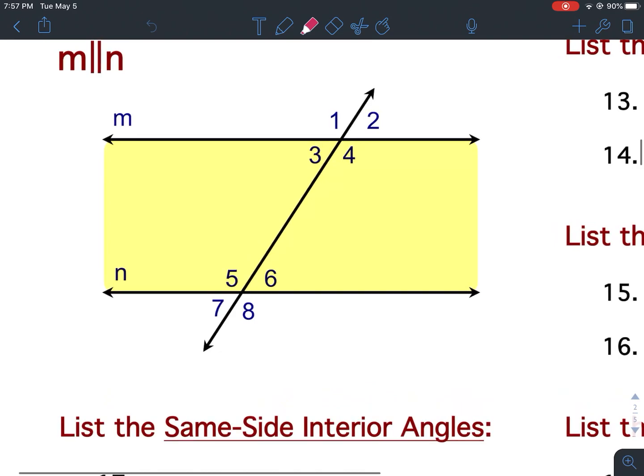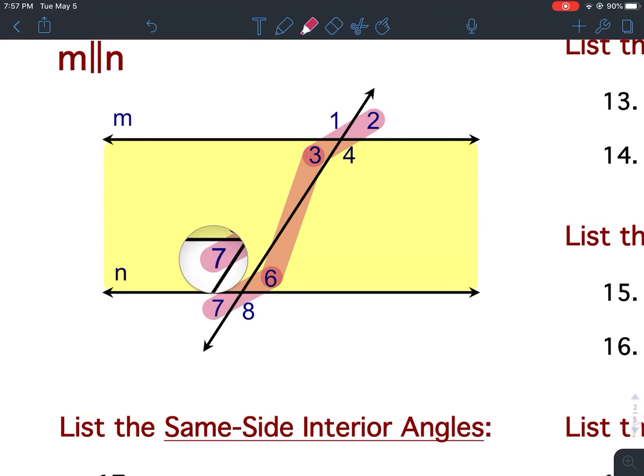Before I do that though, I want to draw our zigzag. I told you when you're drawing your zigzag, start with vertical angles. So I'm going to start with angle 2, and I'm going to go to angle 3. They are vertical angles, and vertical angles are congruent. They have the same measurement. Then we use alternate interior angles. 3 and 6 are alternate interior angles. They are also congruent. And then I'm going to finish my zigzag with vertical angles because they are, again, congruent. So it goes vertical angles, alternate interior, vertical angles.